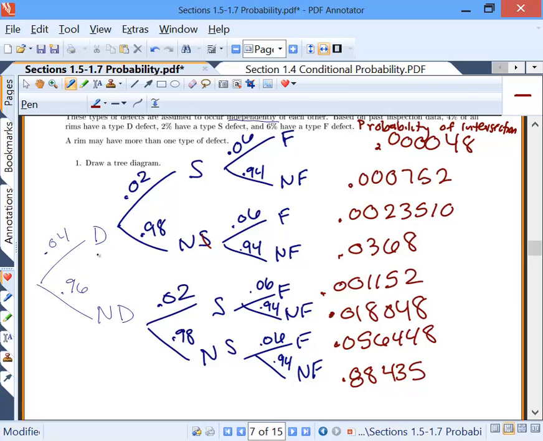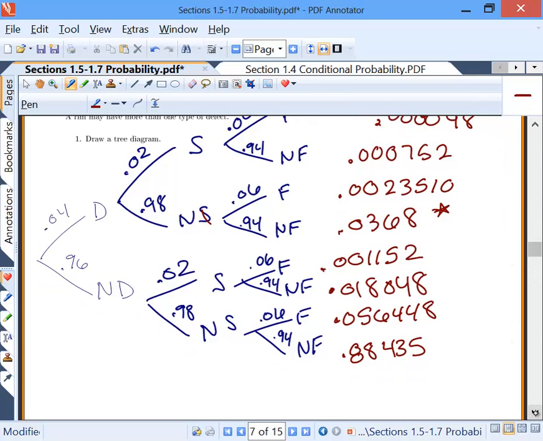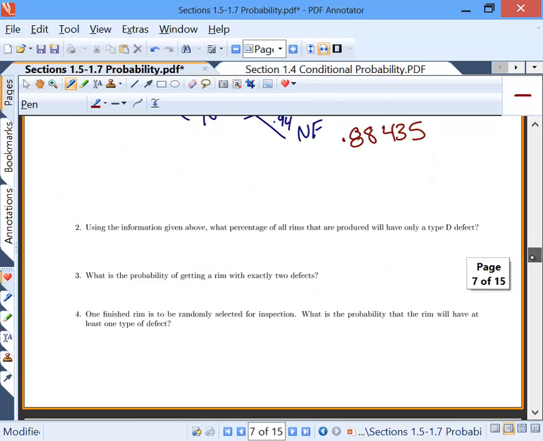Okay, so we know that we need the D. And then do I want to go up or down on my branches? Down, so we can't have an S, and then down again because we can't have the F, so that's going to put me at 0.0368. So that's my probability of getting only a type D defect. And that's the only outcome up there that corresponds to it. So since it asks for the percentage, that would be 3.68%. So 3.68% of the rims have only a type D defect.